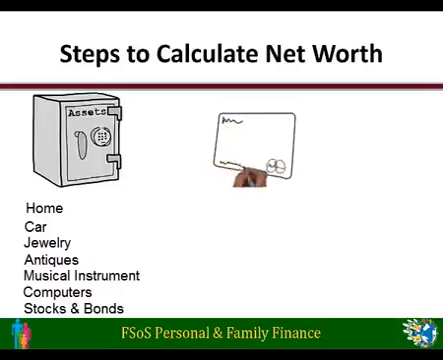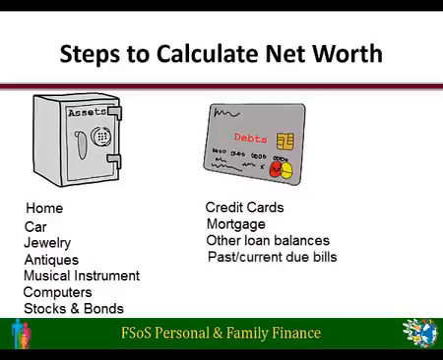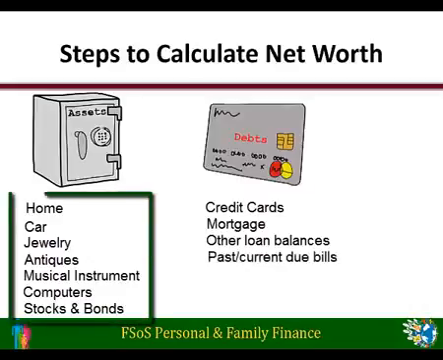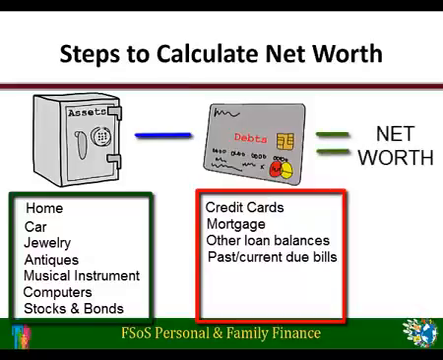The second step is to list all of your liabilities or debts. This might include any balances you have on credit cards, your mortgage, and other loan balances. You may also include any past or currently due bills. Now add up the value of your assets and add up the value of your debt. Now subtract your debt total from your asset total, and this gives you net worth.